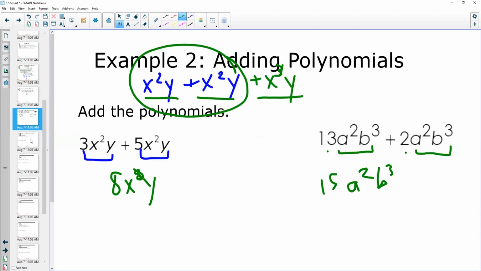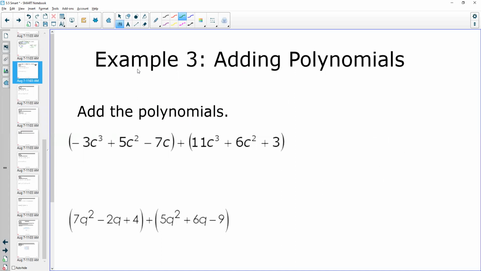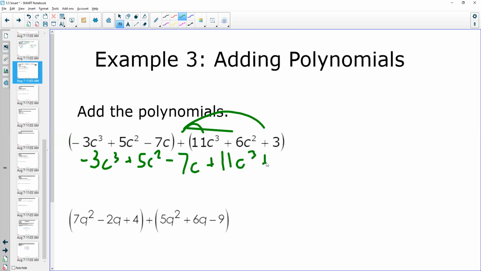Okay, so let's add some more. So here, remember that this would be like distributing a +1. And when I do that, the parentheses just go away. So I have -3c cubed plus 5c squared minus 7c plus 11c cubed plus 6c squared plus 3. So what I'm going to do here is look for things that are the same. This is -3c cubed, and I have 11 of those c cubed.